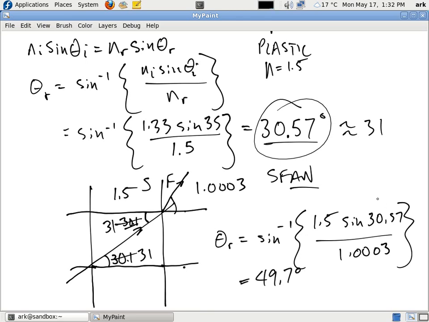So in fact, that is our final answer. That's this angle here, and that's the angle at which the light enters the air. And that's the end of this question.